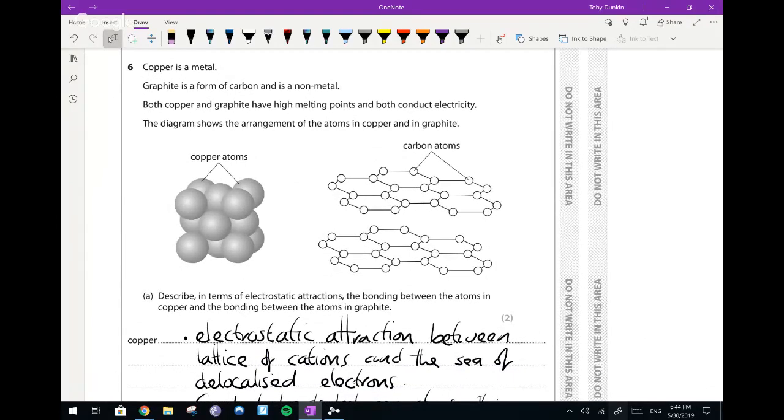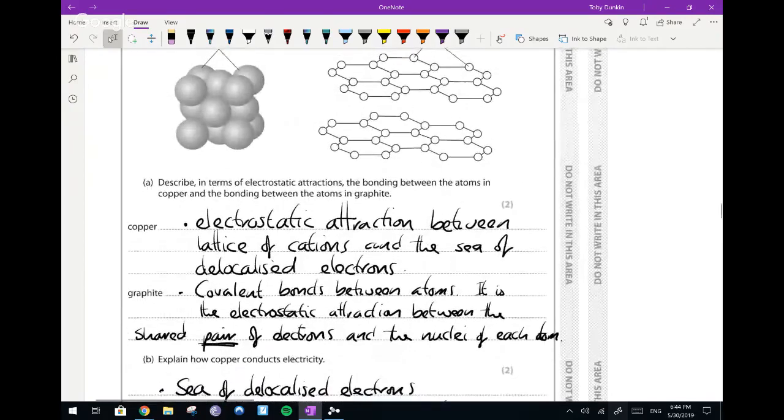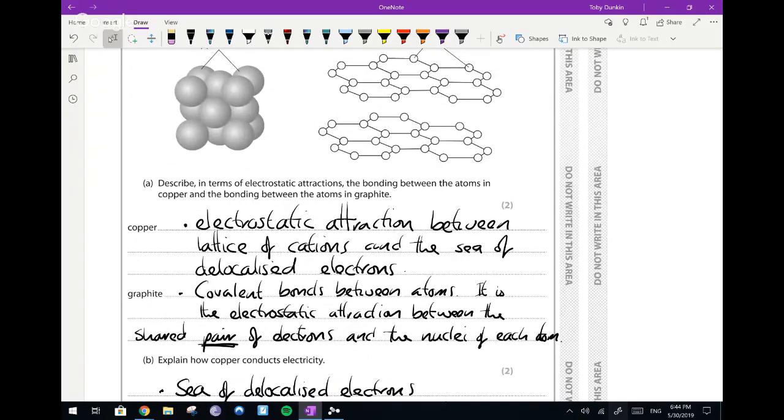Both copper and graphite have high melting points and can conduct electricity. The diagram shows the arrangement of atoms in copper and in graphite. Describe in terms of electrostatic attractions the bonds between the atoms in copper and the bonding between the atoms in graphite. So, of course, we know in copper it is a giant lattice of cations surrounded by a sea of delocalized electrons, and there is the electrostatic attraction between the sea of electrons and the lattice of cations.